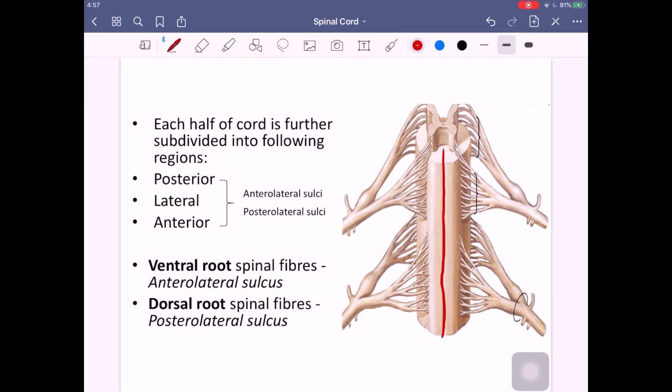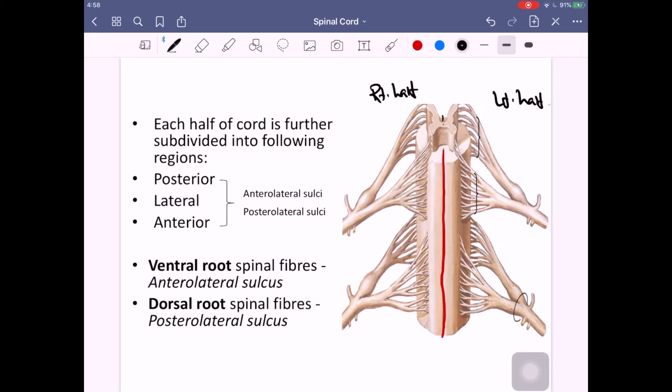Now each half of your cord, with the anteromedian fissure in the front and the posteromedian sulcus at the back, is divided. Because of this, you can just pass the blade through and through in the center and divide it into right half and left half. Possibly you can call this a right half after passing the blade through, and this is a left half.